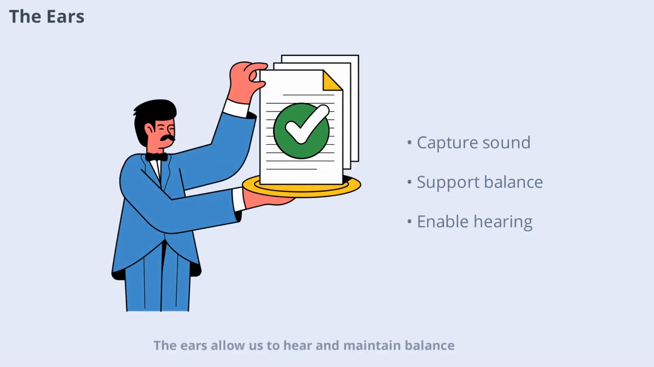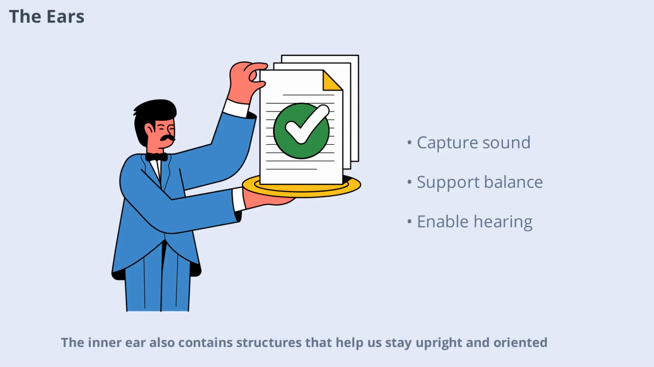The ears allow us to hear and maintain balance. They capture sound waves and convert them into signals for the brain. The inner ear also contains structures that help us stay upright and oriented. Hearing and balance are essential for communication and daily activities.